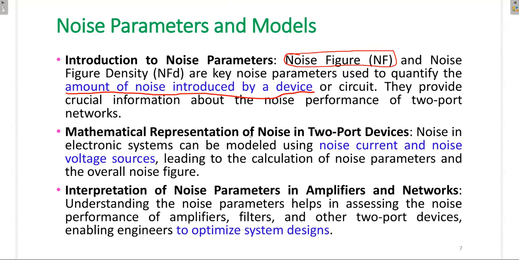Then mathematical representation of noise in two-port devices. Noise in electronic systems can be modeled using noise current and noise voltage sources, leading to the calculation of noise parameters and the overall noise figure of the system. Interpretation of noise parameters in amplifiers and networks. Understanding the noise parameters helps in assessing the noise performance of amplifiers, filters, and other two-port devices, enabling engineers to optimize the system design.